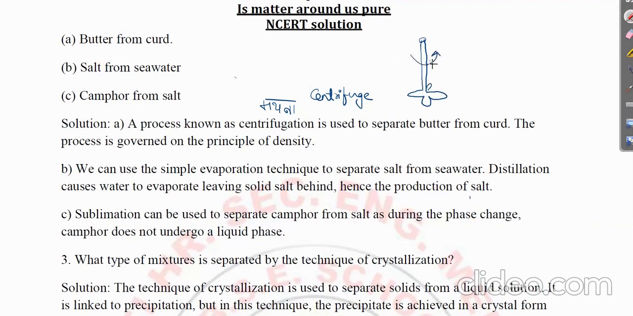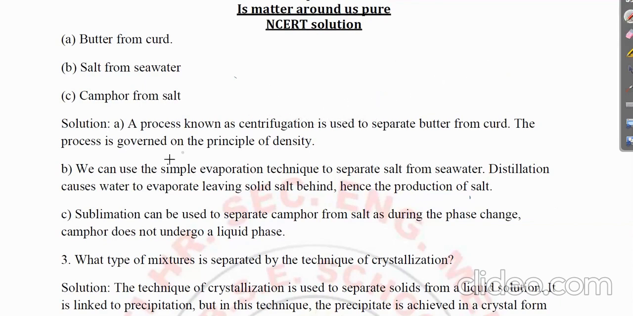And after rotation, after some time in the curd, what will happen? The foam-like butter will be released upside. It will come upside, and that will be separated out there.